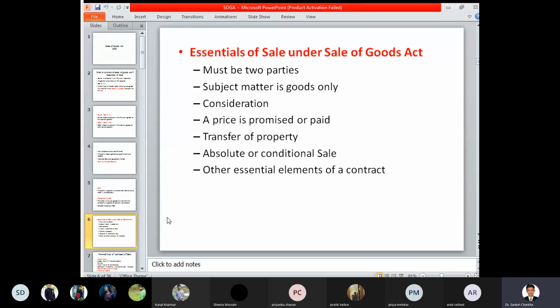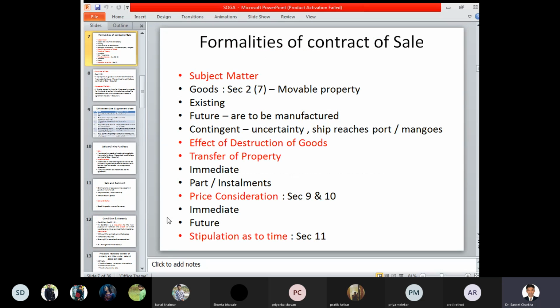Minimum two parties, subject matter is goods only. Consideration, price is promised or paid. Transfer of property, absolute or conditional sale, and other essential elements of a contract. So whatever other essential elements of a valid contract are applicable, all of those have to be considered and complied with.